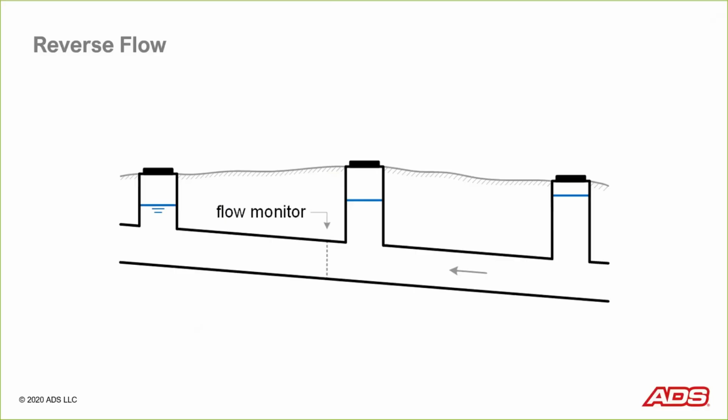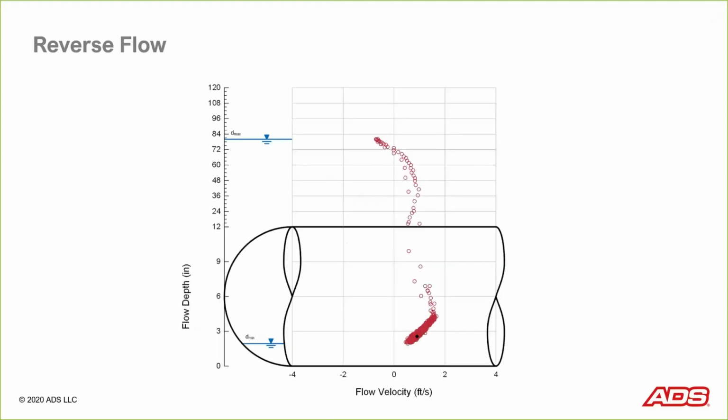If you don't have that, you can't have reverse flow. But this is what it would look like and what it should look like. Let's look at a data example. So here's data from a 12-inch sewer.